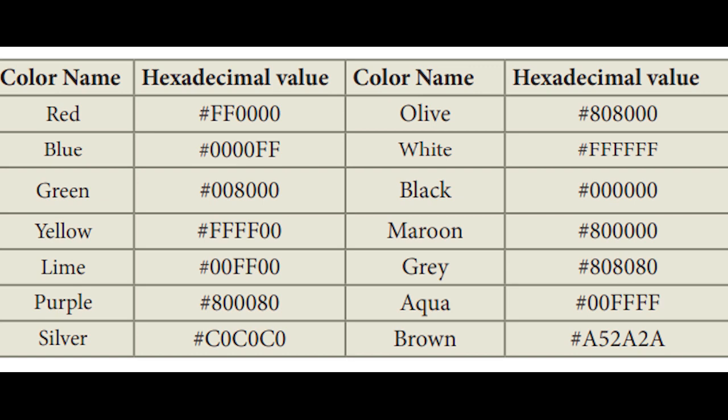Here the 6-digit hexadecimal value is a sequence of digits which represents a color. The first 2 digits represent red, the next 2 digits green, and the last 2 digits blue, that is RGB. RGB is red, green, blue, you know. So the first 2 digits represent red, the next 2 represent green, and the last 2 represent blue.